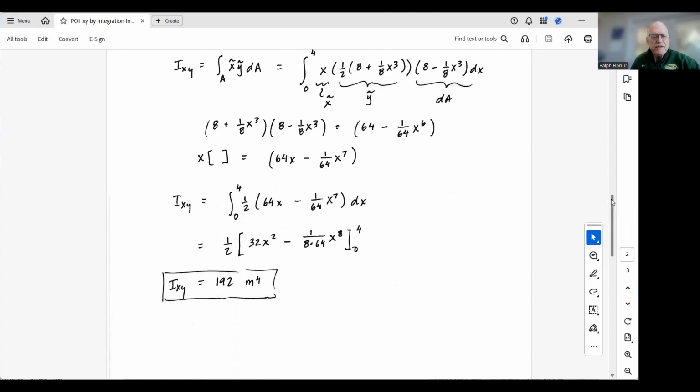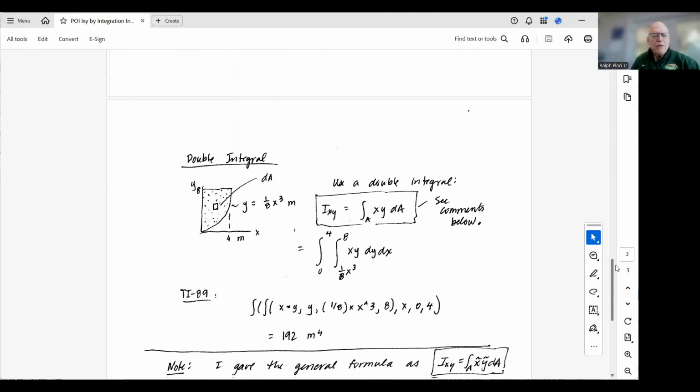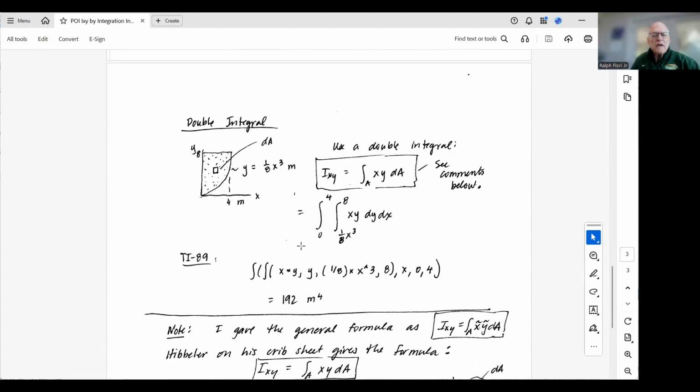A double integral is even easier. So if you set up a double integral, my x tilde is x, my y tilde is y. I'm going to integrate my y from 1/8 x cubed up to 8. And then we're going to integrate my x from 0 to 4. And it's just as easy to do it on your calculator. And on the TI-89, I get 192 meters to the fourth.